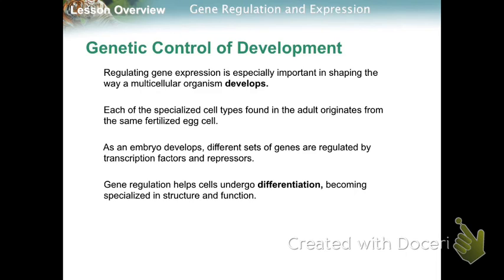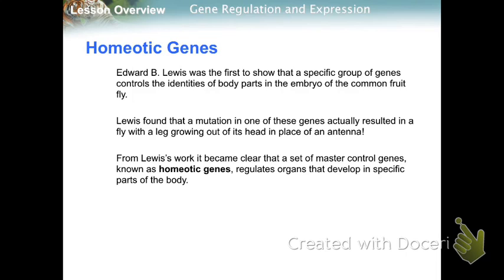Gene expression is also important when we look at how a multicellular organism develops. Each of those specialized cell types found in an adult of a multicellular organism originates from the same fertilized egg cell. As an embryo develops, different sets of genes are regulated by transcription factors and repressors. And we have the differentiation thing again. Cells of different types become unique in structure and function.